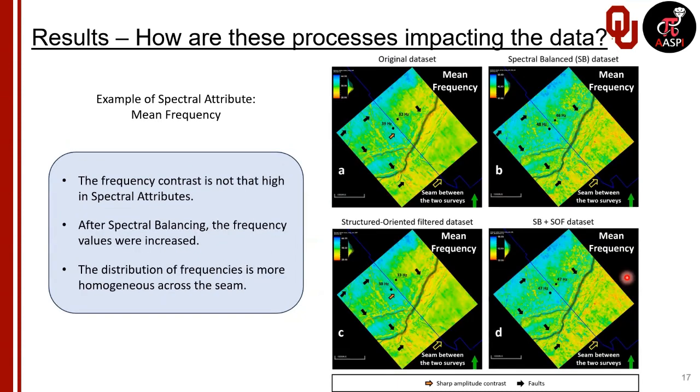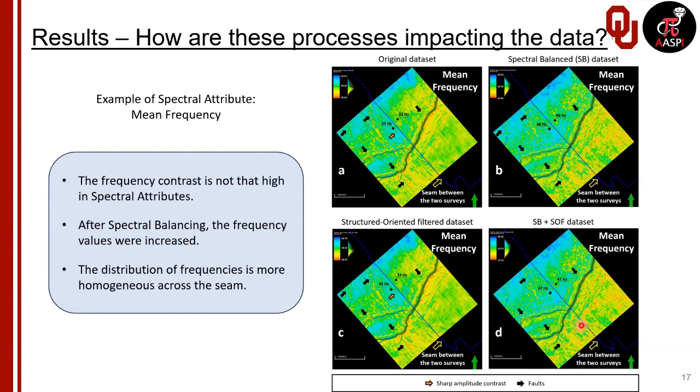And with mean frequency, we have very good results. We don't have this sharp difference that we are observing here in this figure. It looks much more homogenized. We don't have a super sharp contrast, so this is a very good result.